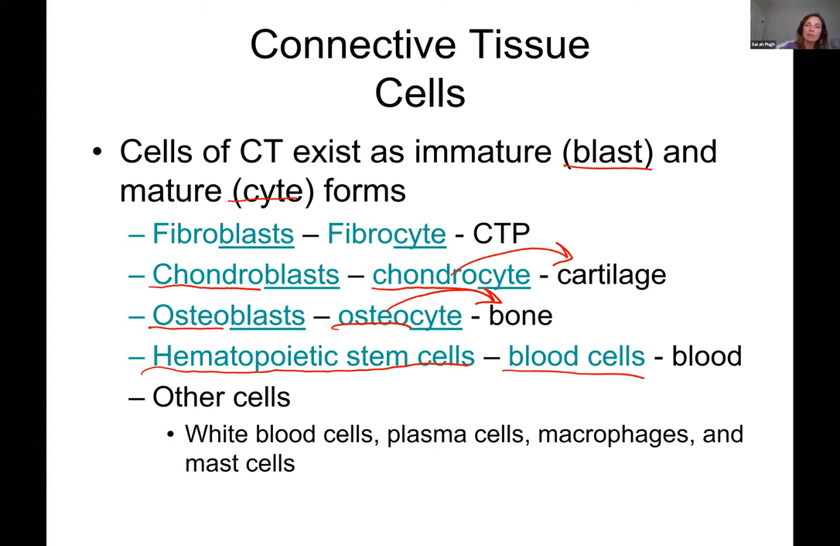Now, other cells that we might find in our connective tissues would be things like white blood cells, plasma cells, macrophages, mast cells. All of those are involved in immunity. So, if you see a type of connective tissue, and maybe I tell you, here's a connective tissue that has fibrocytes in it, and mast cells, macrophages, white blood cells, plasma cells, what's the function of that tissue? It's going to be immunity. Okay, if it's got all these immune system cells, its big function will be immunity.